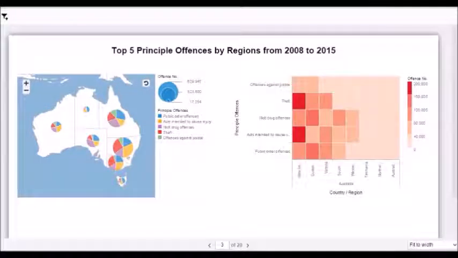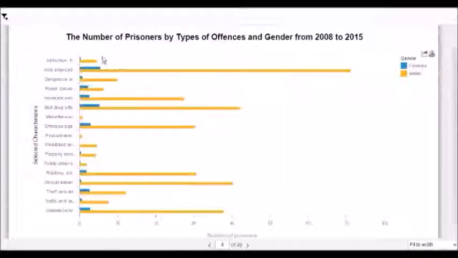To begin with, there are many crimes in various parts of Australia. In general, these charts illustrate the top five principal offences from 2008 to 2015. But illicit drugs can be considered one of the key crimes, ranking number 3 in almost every state in Australia. The next chart shows the number of prisoners per offence and gender between 2008 and 2015.